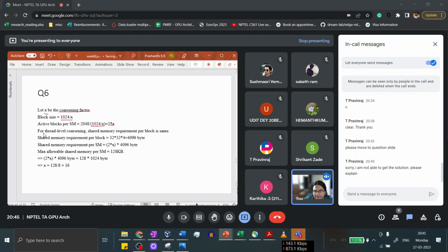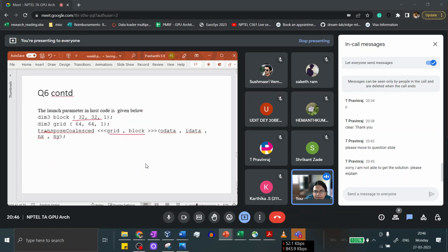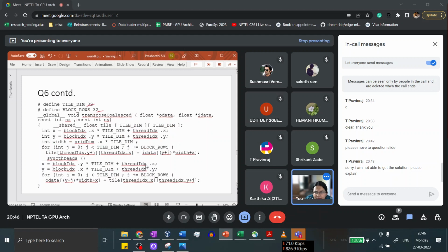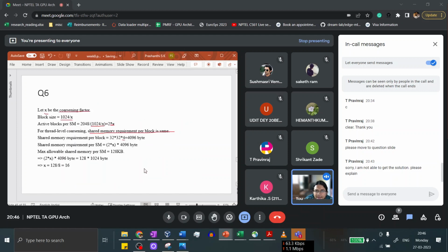And for thread level coarsening, the shared memory requirement per block would remain the same. It doesn't change. So how much is the shared memory requirement per block? It is 32 into 4 bytes. And that 4 bytes is the same that was used in the class example also. The shared data that is accessed is of type float here, and that takes 4 bytes. So your per block requirement of shared memory is 4096 bytes.